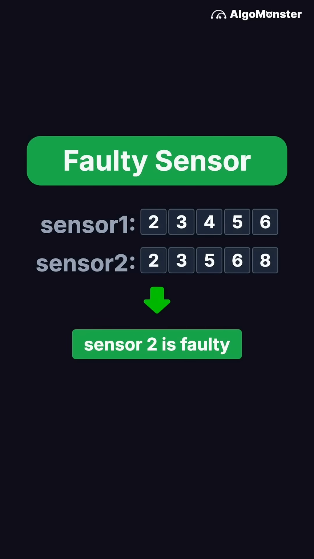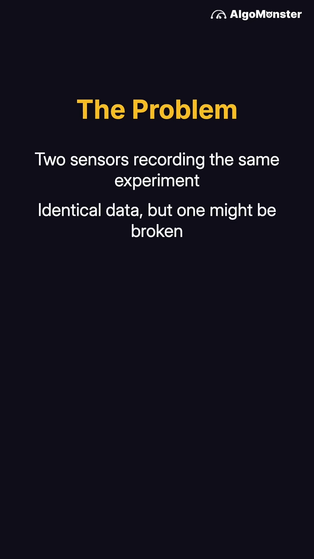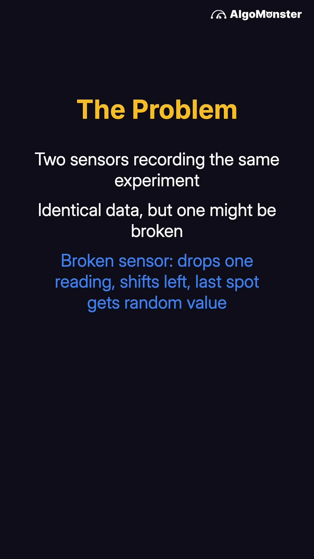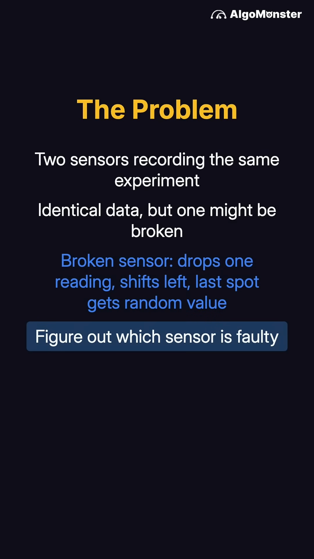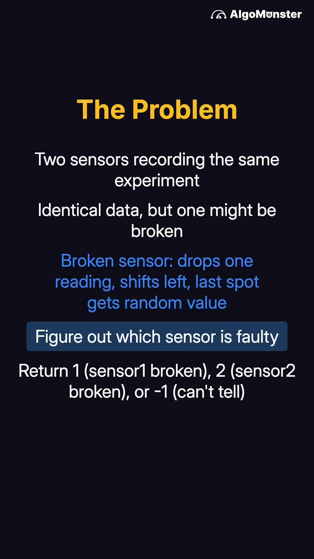You've got two sensors recording the same experiment. They should have identical data, but one might be broken. A broken sensor drops exactly one reading, everything after it shifts left, and the last spot fills with a random value. Given both sensor arrays, figure out which one is faulty. Return 1 if sensor 1 is broken, 2 if sensor 2 is broken, or -1 if you can't tell.